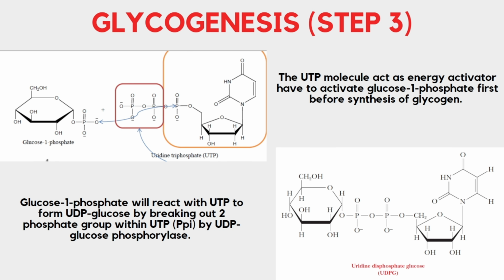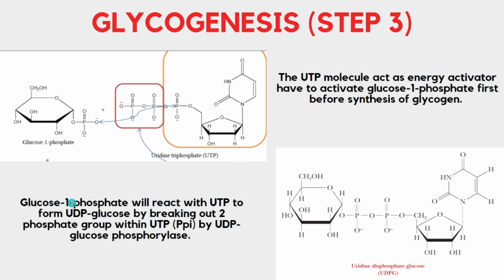Beginning with the third step, it becomes complicated. They have another chemical molecule we call UTP, not ATP. What is the function of UTP? UTP acts as the energy activator to activate glucose 1-phosphate first before producing glycogen. So in humans, if you want to form glycogen, of course, you need to activate the glucose 1-phosphate first.